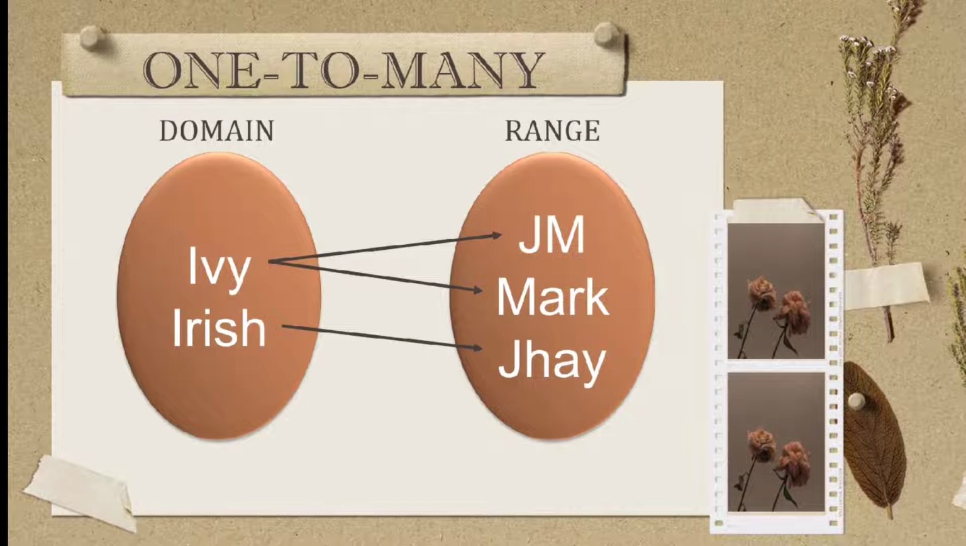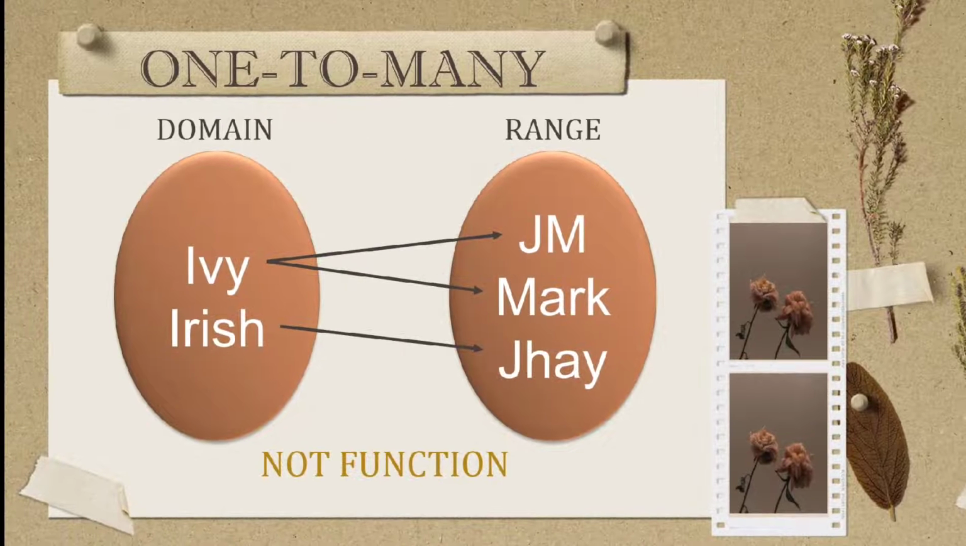Second is the one-to-many relation. Is this a function or not? If your answer is not a function, you're right. This type of relation is not a function because as you can see, there's a repetition of an element in the domain. Always remember that in function, the x or domain should not be repeated. It can be only used once.